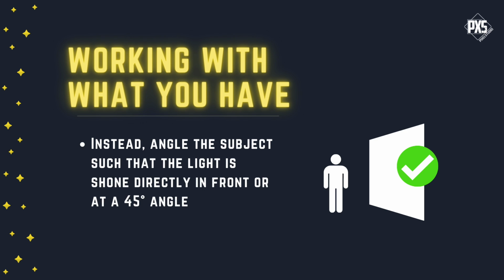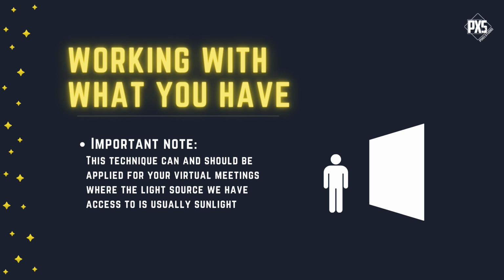Instead, you should angle the subject such that the light is shown directly in front of them or at a 45-degree angle. This is so that people can see your subject's face and features more clearly. This technique can and should also be applied for your virtual meetings, where the light source is usually sunlight. So you should never sit with your back facing the window. Otherwise, it will make you look like you're in a crime documentary.